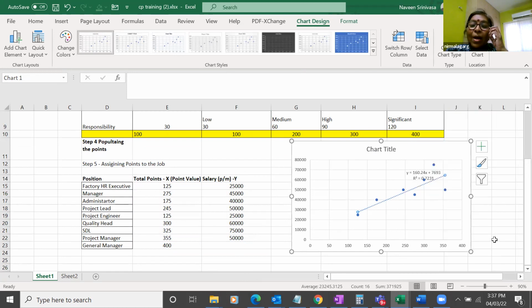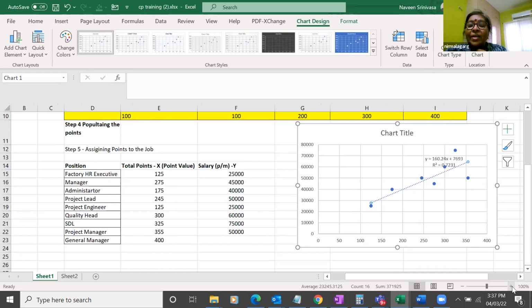Now this gives you a slope of 160.24, and your intercept is 7693, and your regression is 0.72%. Okay, we'll go by that. Now I'll teach you one more method. Okay, keep that aside.